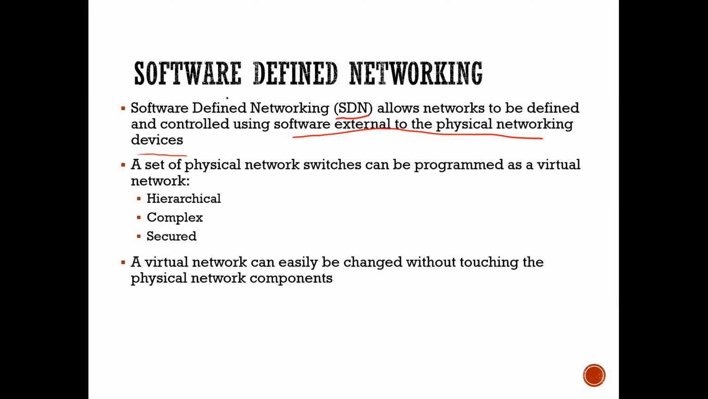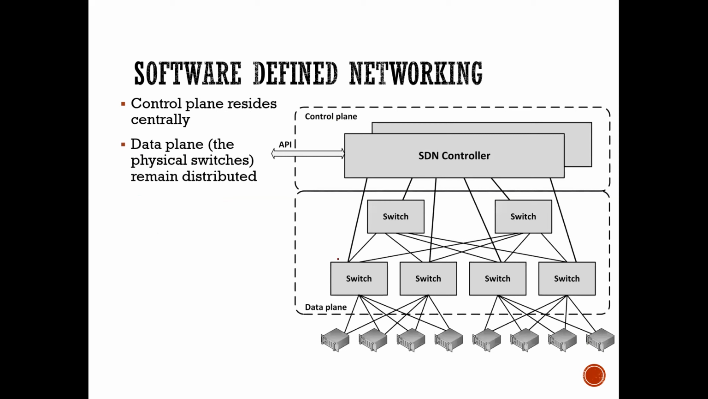Of course, there are different forms of this control process over different physical network switches, with three designs: hierarchical, complex, and secured. So a set of physical network switches can be programmed as a virtual network, even in a hierarchical, complex, or secured style. A virtual network can easily be changed without touching the physical network components. For example, here we have the SDN controller, which is the application.